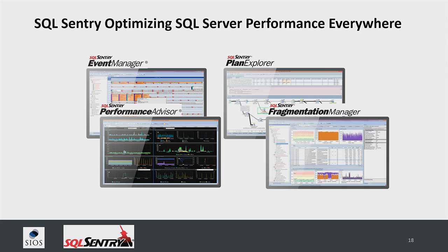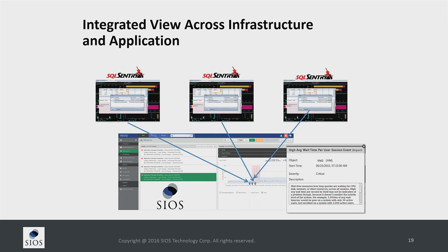Where Sergey was talking a moment ago about the integration and pushing events up, some of the events that you find in SQL Sentry, any of the issues we find within SQL Server, we can push up to Scios IQ, and those will be realized on the Scios IQ dashboards.